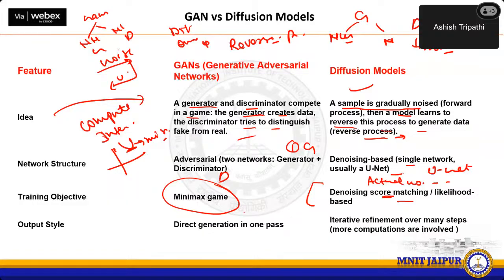So what is the output style here? In the case of GAN, the image is directly generated in one pass. Here the image is generated in iterative refinements. So no doubt more computations are involved, which we have already discussed. I hope now you have some clear-cut differences between the generative adversarial network and diffusion models.